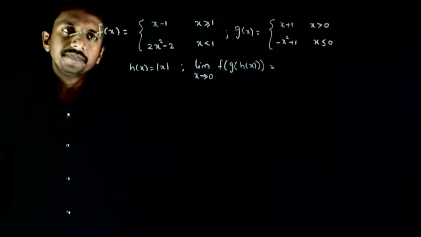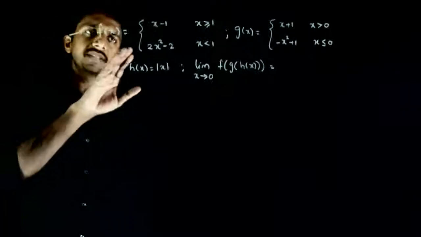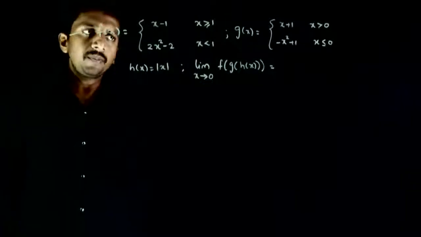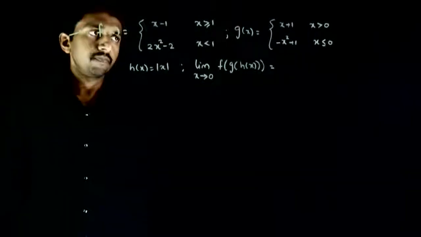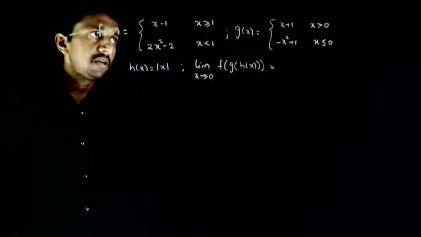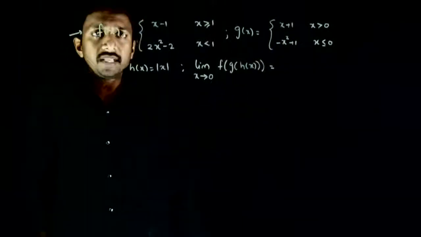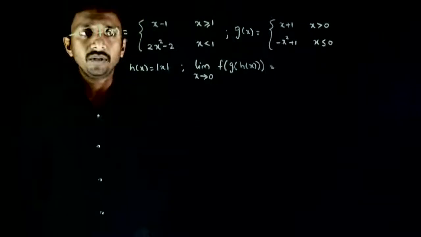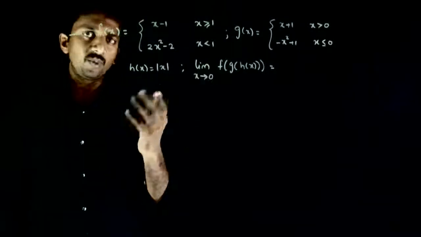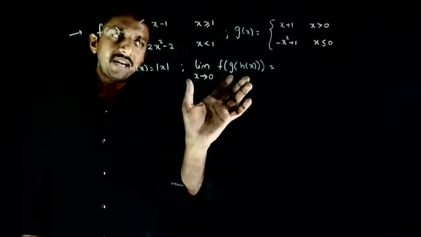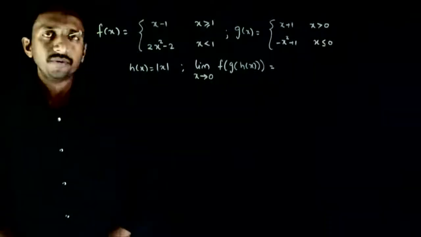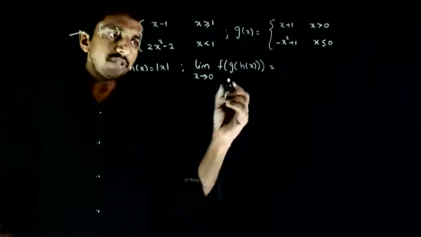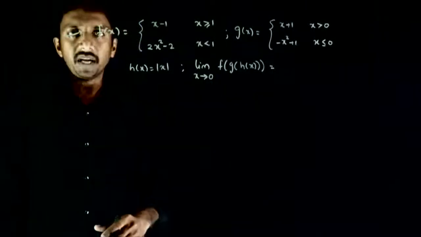So welcome students. इस क्वेश्चन में दिया है f of x is x minus 1 if x is greater than or equal to 1, 2x square minus 2 if x is less than 1, and g of x is x plus 1 if x is greater than 0 and minus x square plus 1 if x is less than or equal to 0. h of x is mod x. So you're asked to find limit x tends to 0 f of g of h of x. So a composite function का limit is being asked.